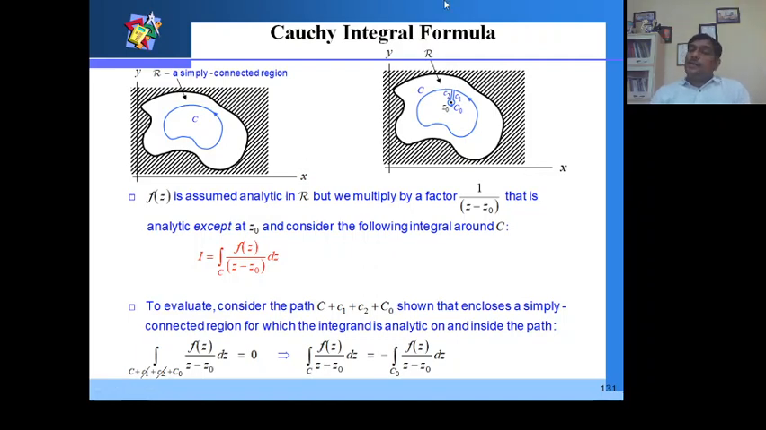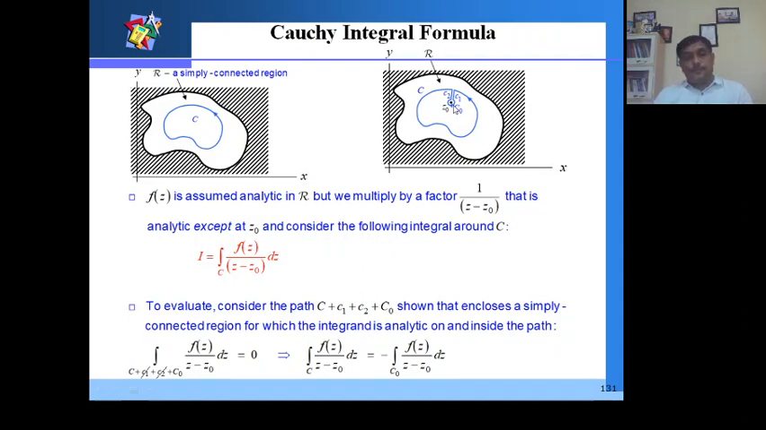Now we will discuss Cauchy's integral formula. Here R is a simply connected region, and we make it into R dash, which is a simply connected region. We draw here and make a circle with center z naught, and C naught is the other circle that we join here.